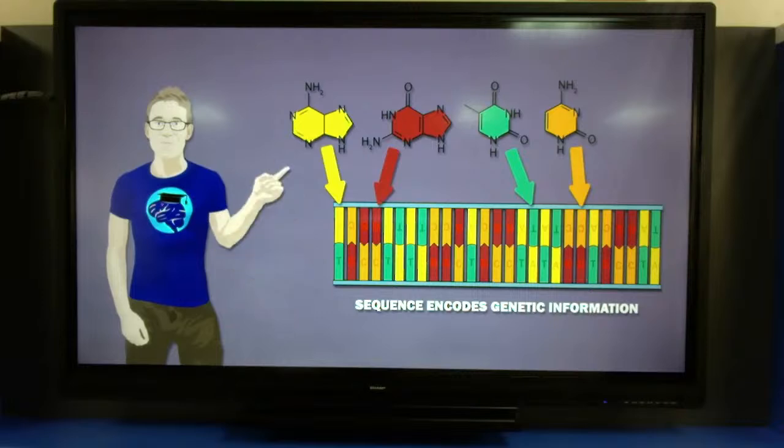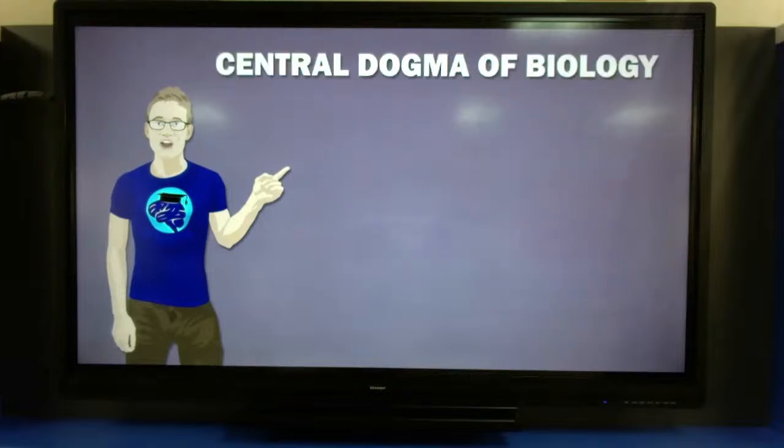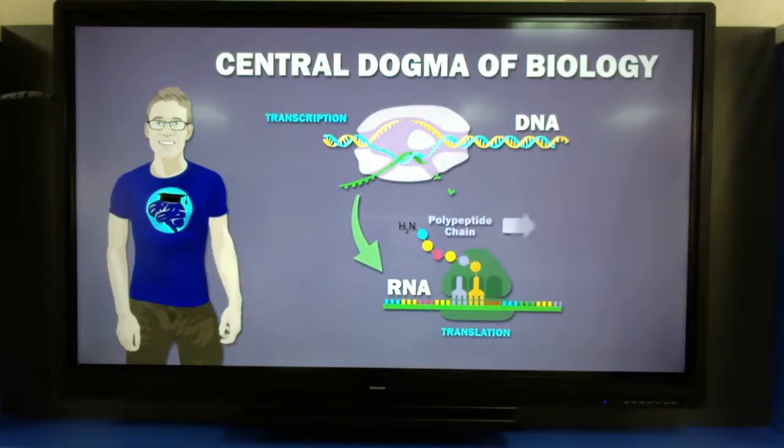The sequence of these 4 bases is the means by which DNA encodes genetic information, which can then be used to carry out all the cell's functions. The central dogma of biology describes how this genetic information is accessed and used by the cell. DNA is transcribed into RNA, which is then translated into proteins.